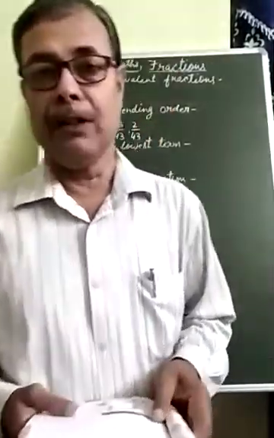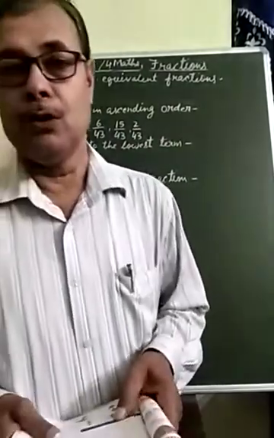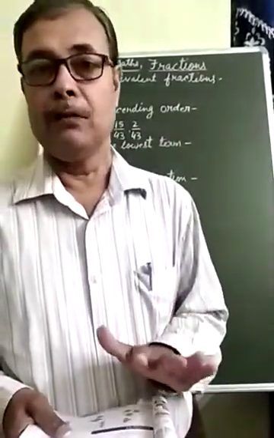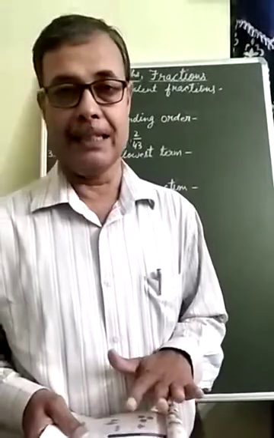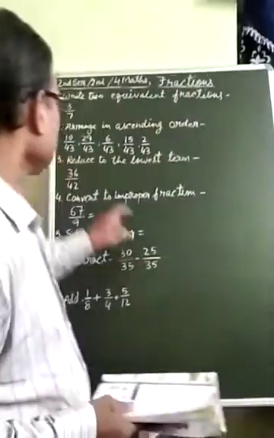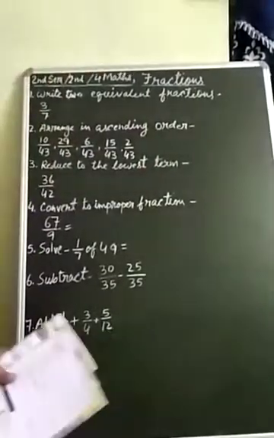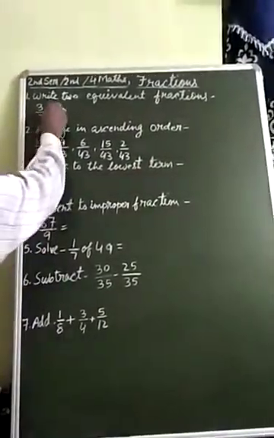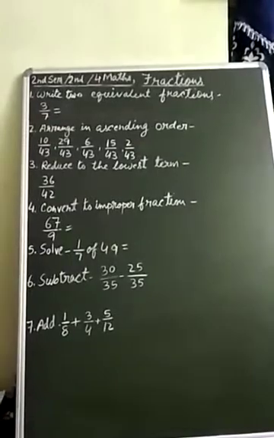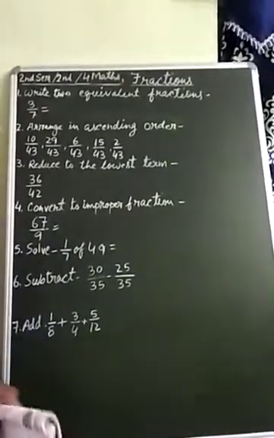Children, in this video I am going to teach you new type of sums given in different exercises. Look at the board. First question is, write two equivalent fractions. Children, how can we write two equivalent fractions for 3 by 7?